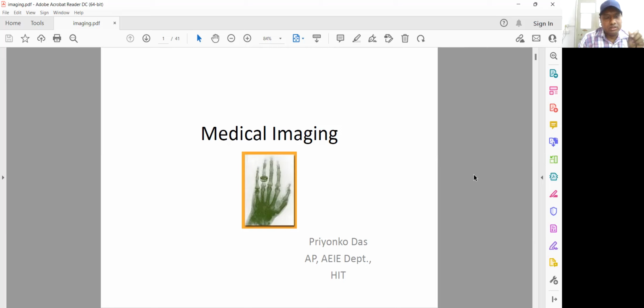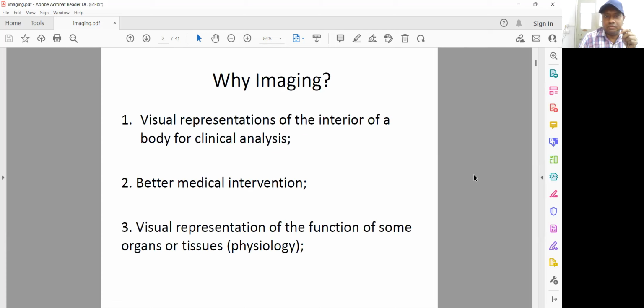Okay, so this particular figure has some historical significance, because this was the first ever X-ray taken by Dr. William Röntgen, and it shows his wife's ring finger. So this is the first X-ray image in the history of the world. Okay, so let us discuss medical imaging in detail right now.